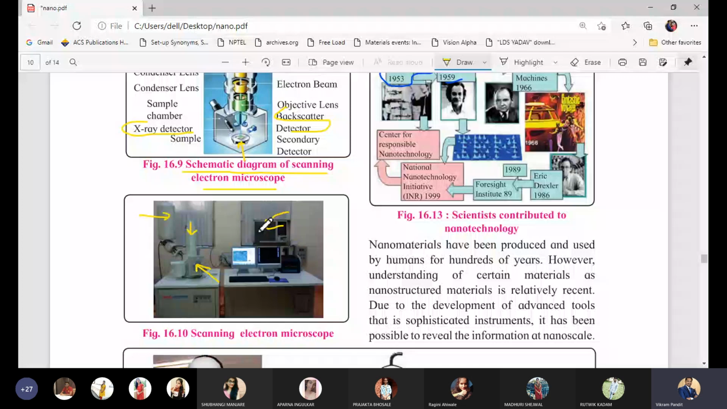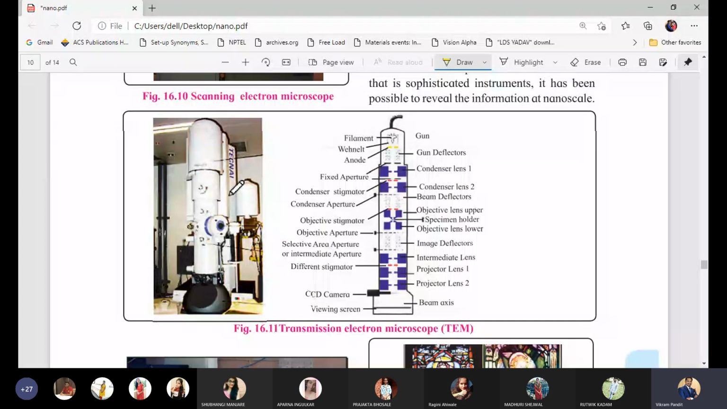Next is the TEM, transmission electron microscope. See here, in the transmission electron microscope the sample is not kept at the bottom, but is kept here. See, this specimen holder means the sample holder. The sample is here, and the same electron gun is there. That gun pulls the electrons onto the sample. Depending on the sample, the electrons are transmitted through it, and then there are so many lenses that convert those signals into the image, and there is a CCD camera.